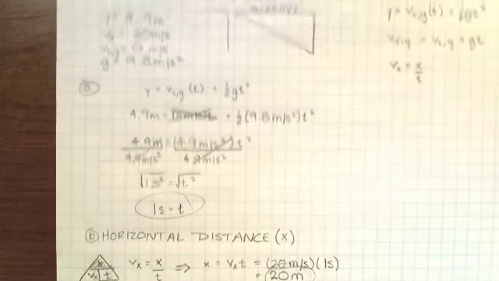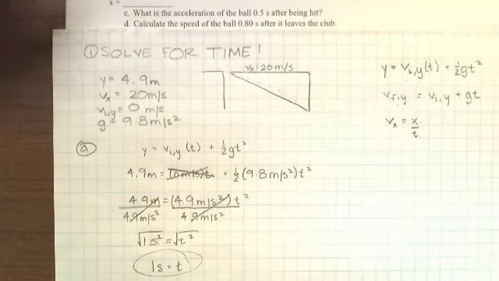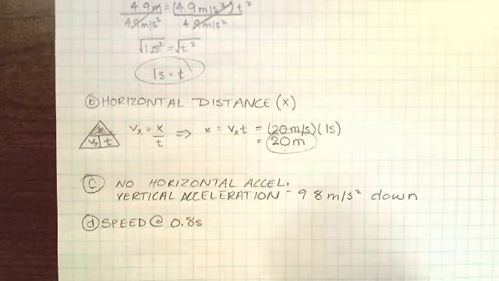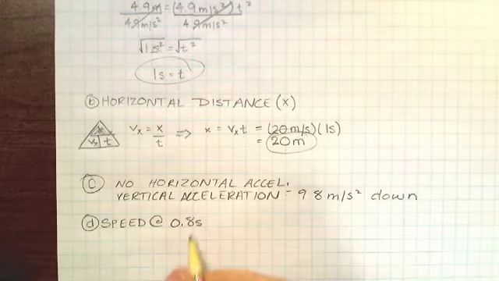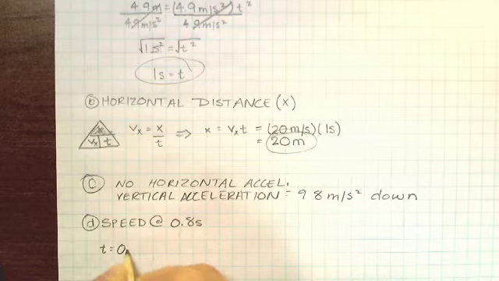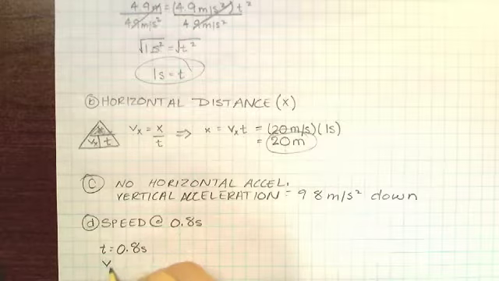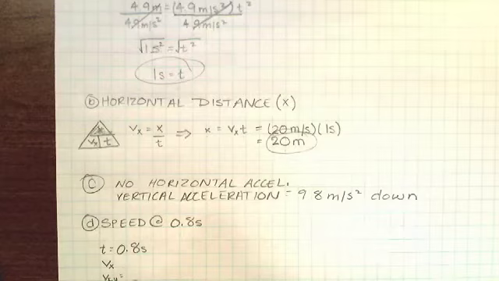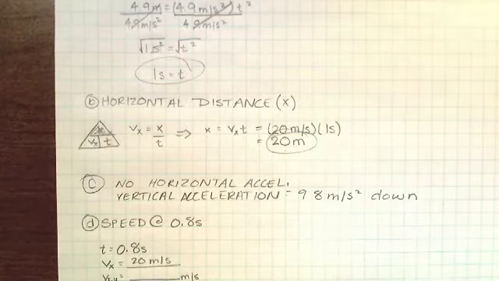Okay? Now, if you look up here, the next one says calculate the speed of the ball 0.8 seconds after it leaves the club. Now this is shorter than our time up here, so that lets us know it's still going to be in the air, and we're just going to use this for our time. We basically want our horizontal velocity and our final y velocity. Our horizontal velocity stays the same, so it's still going to be 20 meters per second, which is really nice. We don't have to do any math there.